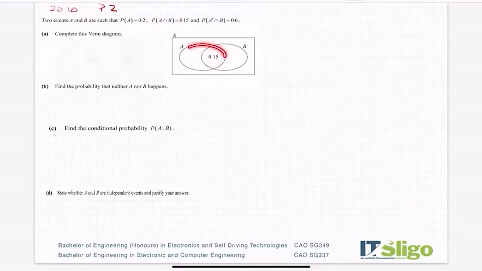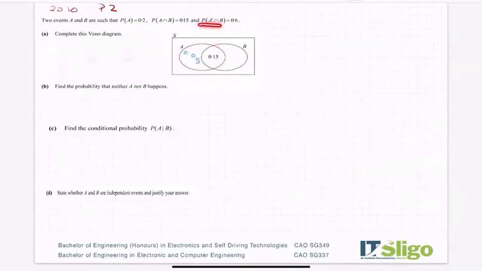Probability of A is the whole circle A. Okay, so if 0.15 of it is here and it all adds up to 0.2, that means that there's only 0.05 left for just A alone, okay? And now that adds up to the 0.2 that's there.